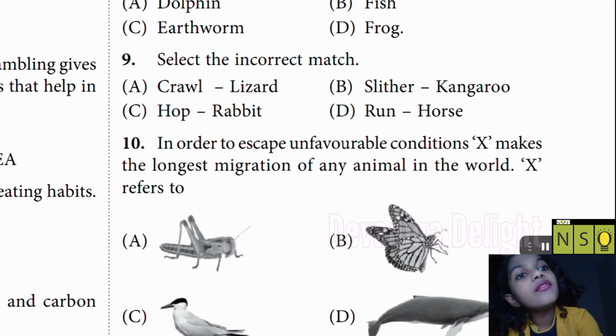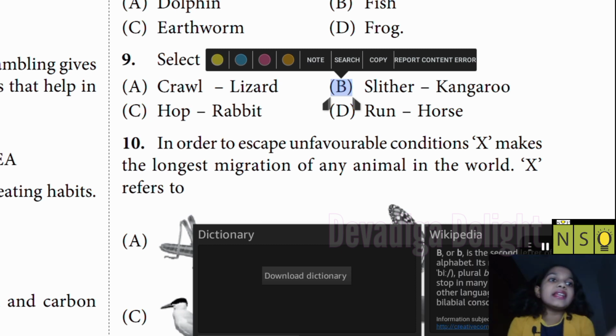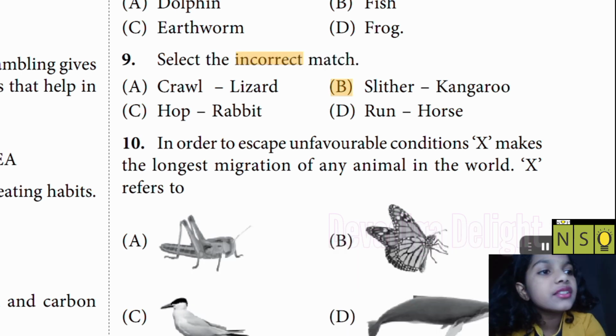They are asking for the incorrect match. That makes B the incorrect match, because it is the only option which is given wrong. So B is the correct answer, as it is the incorrect match. Now let's see the 10th question.